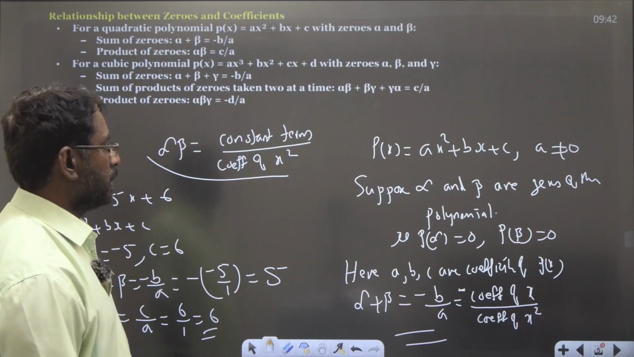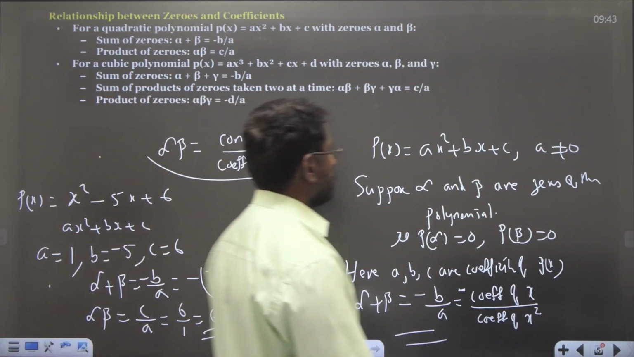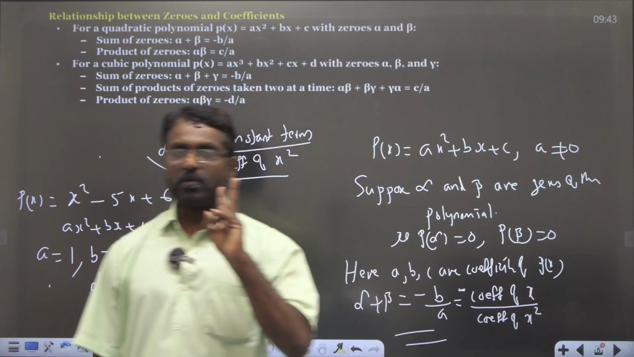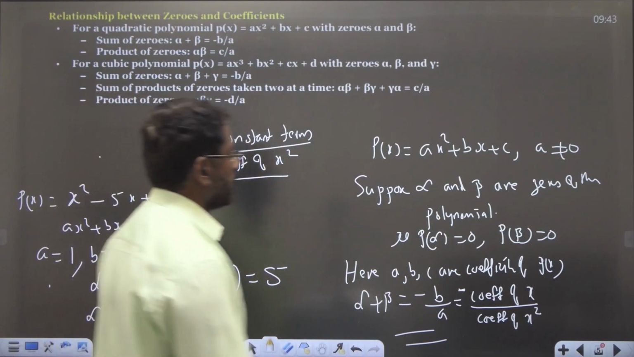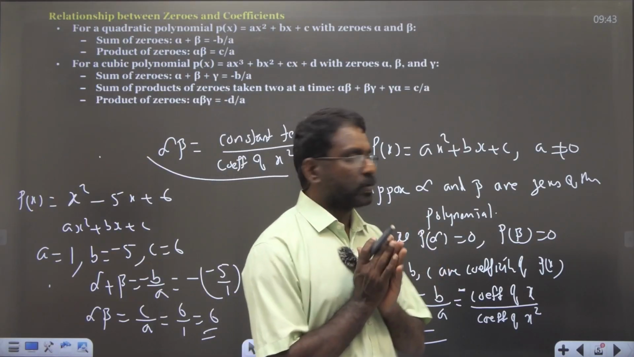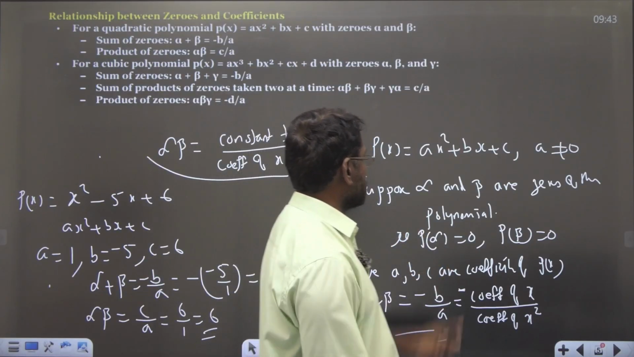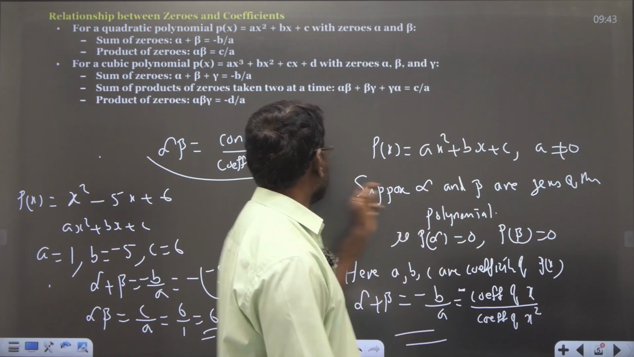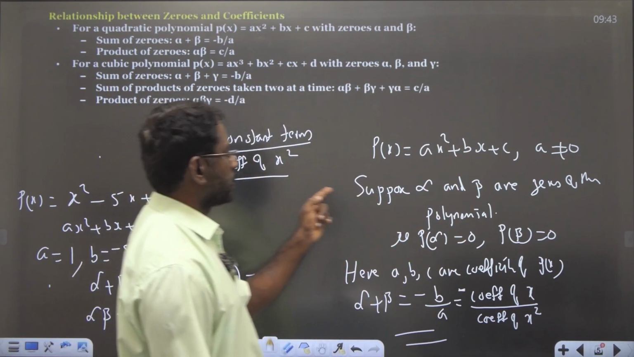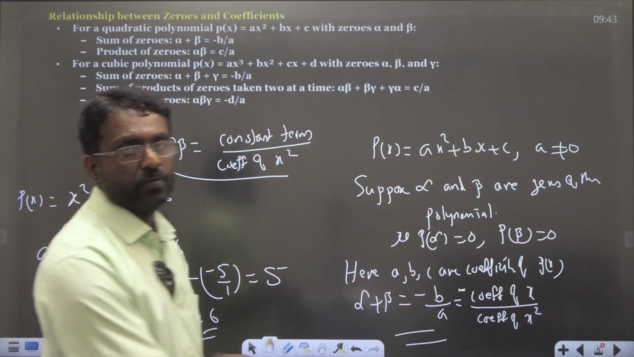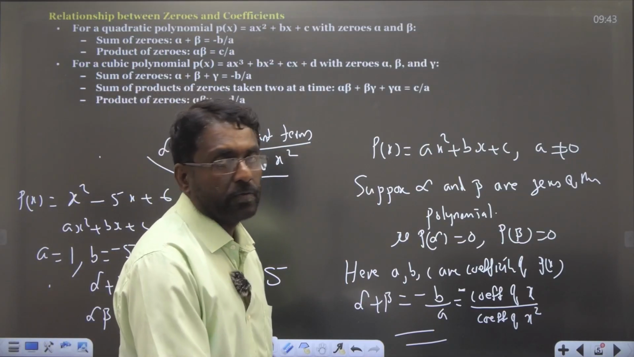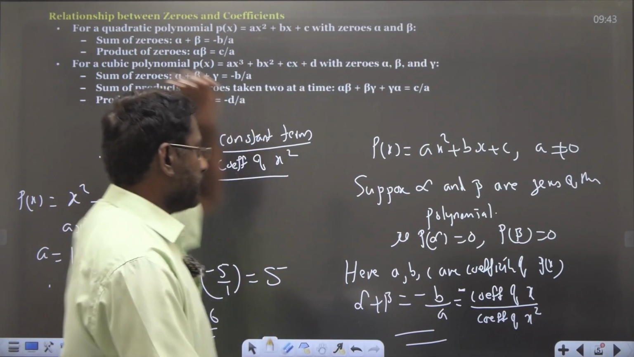Okay, right? So for a second degree polynomial, there exist at most two zeros. Suppose they are alpha and beta, then the sum of the roots alpha plus beta is equal to minus B by A, and the product of the roots is equal to C by A. This is a very important formula. You always remember this formula.